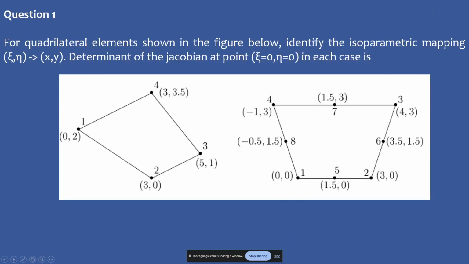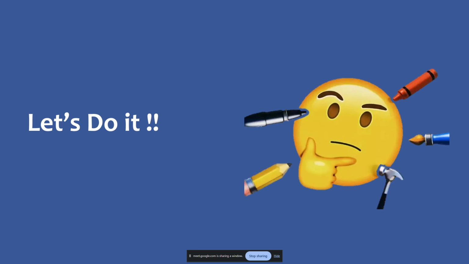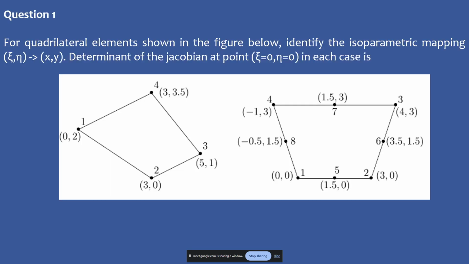So just try this once in a similar fashion. There is some difference in the shape functions, in how you are going to do that. You can refer to your lecture slides, else I'll let you know how to solve this. So we have done this one. Now please try this one.